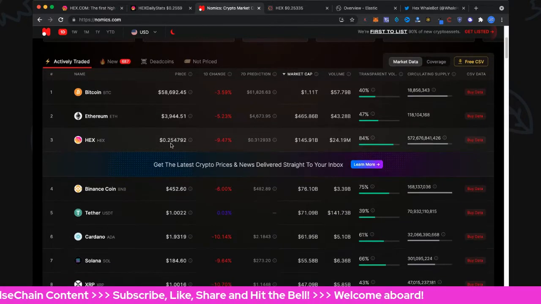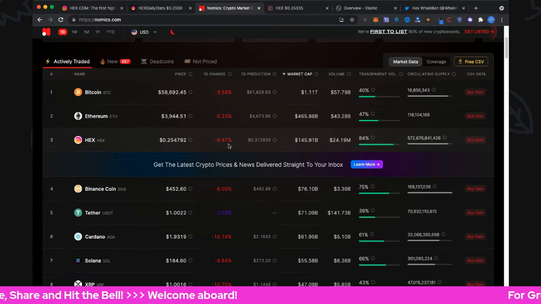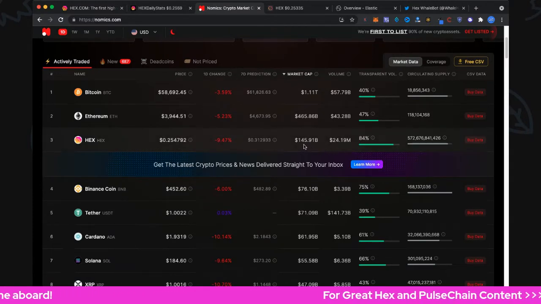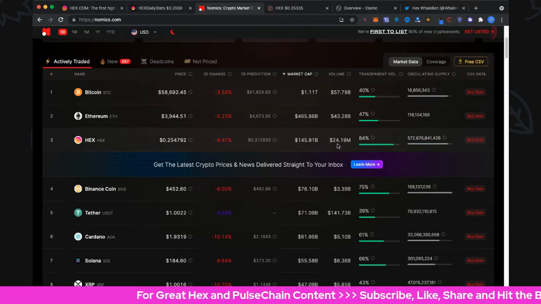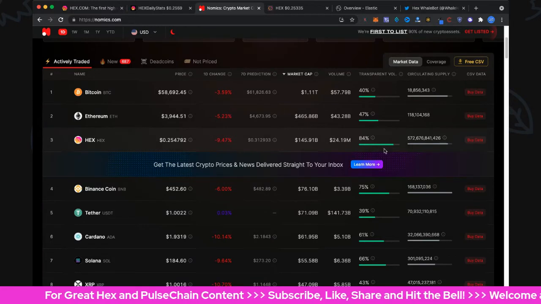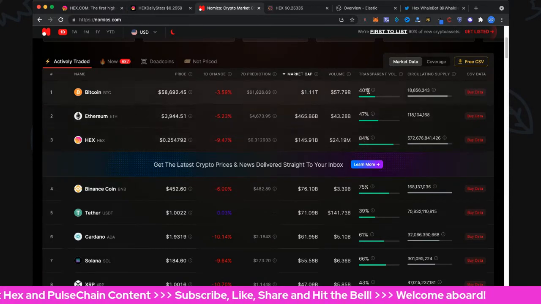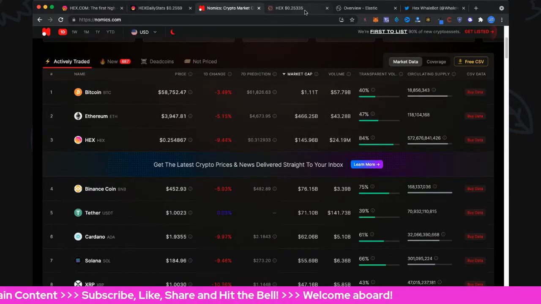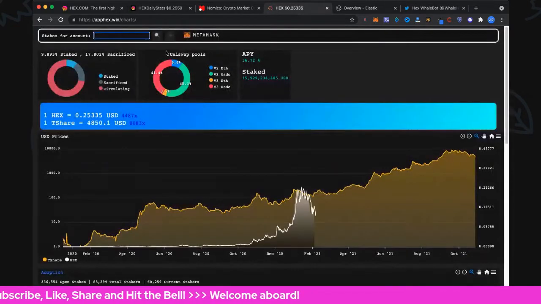And HEX, of course, the real-time price now, not the snapshot, is 25.47, so up slightly from the snapshot price, but down 9.47% over the last 24 hours. 145.9 billion is the market cap, and volume looking okay at 24 million. The transparency volume is always the best, right? 84% compared to the others there. Nice. Let's jump out of there and go look at the charts, folks.